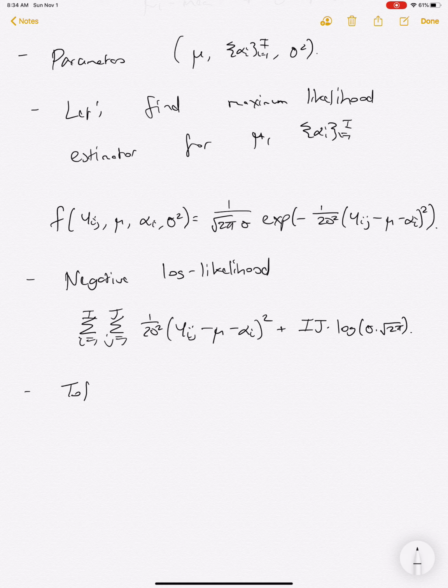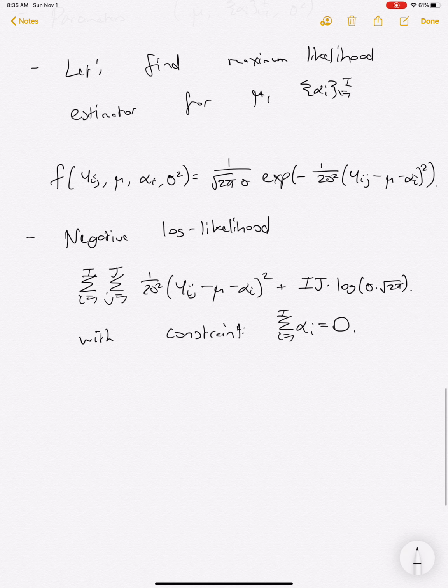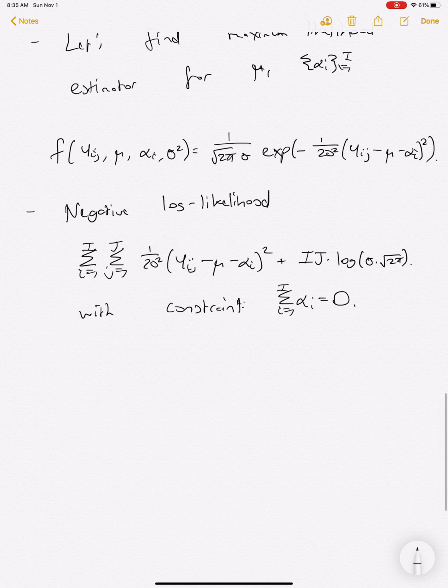The other thing to remember is we also have this constraint that the summation i equals 1 to I of alpha i should equal 0. Okay, so we can differentiate and set to 0.